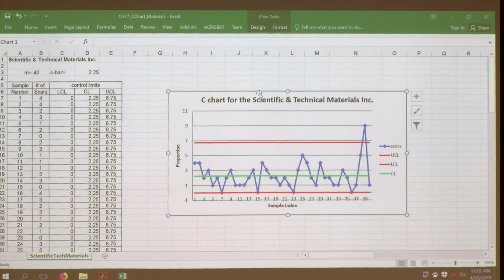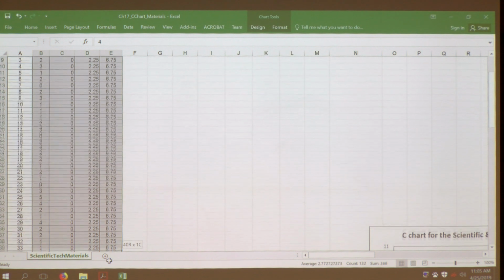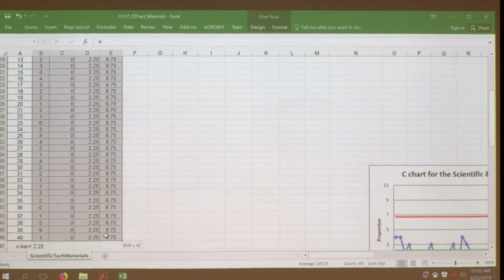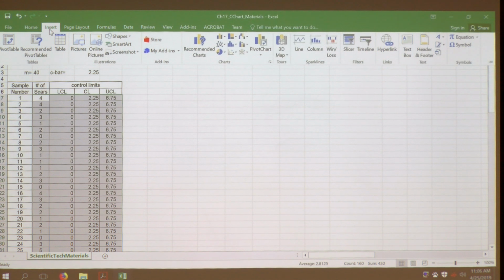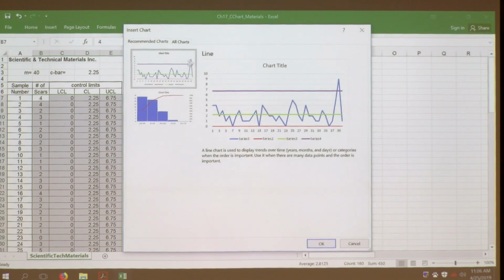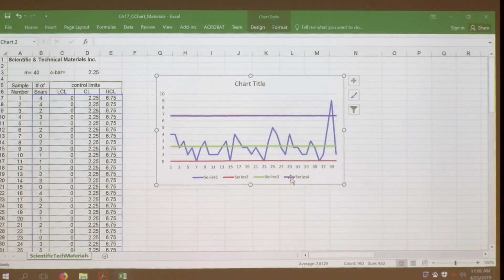Now, how do we create this control chart? Previously we added one column by one column. Now you can select all the data you want to plot: number of scars, lower control limit, center line, upper control limit. Now let's click Insert, Recommended Chart. You see the first one? Automatically, we got the control chart. But this is not exactly what we want.